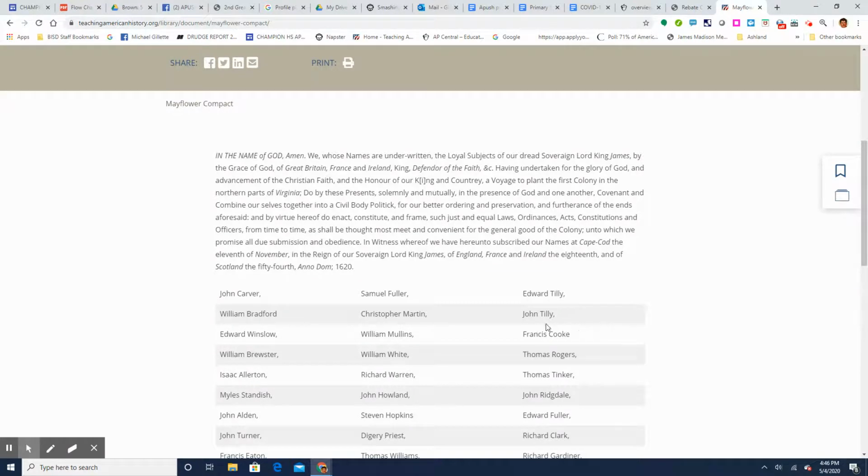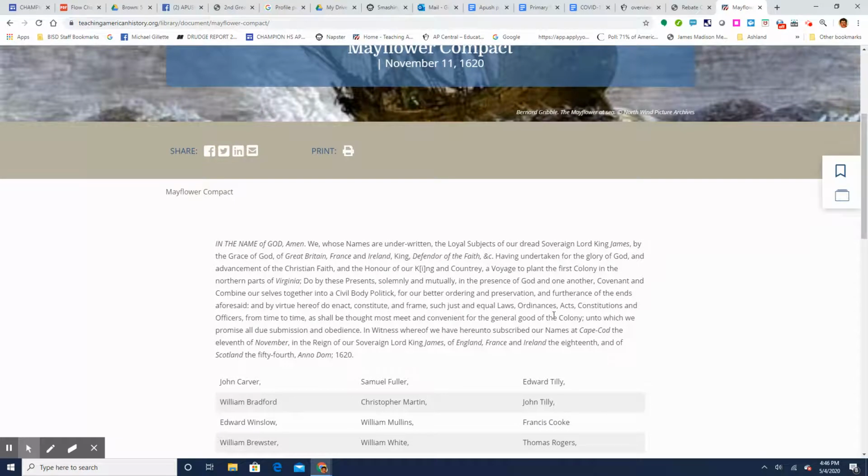So I think one of the first elements we see is that the true purpose of forming a government is part of the advancement of the Christian faith. Okay, this gives, I think, meaning to their voyage to America. But one of the key developments, key words we want to look for, is covenant.